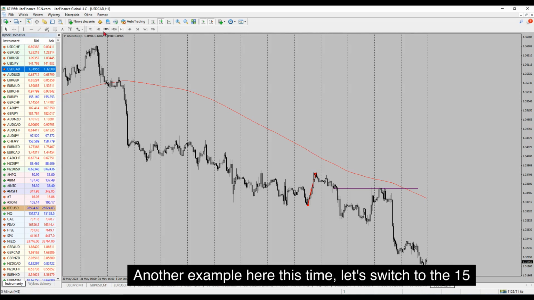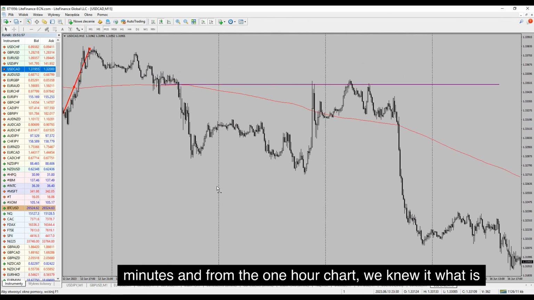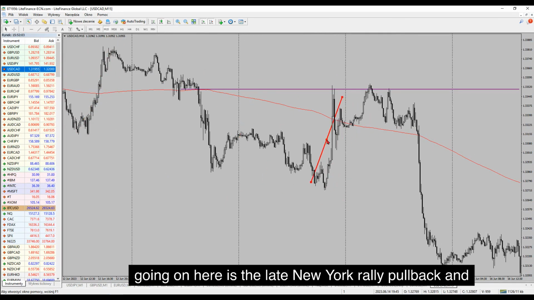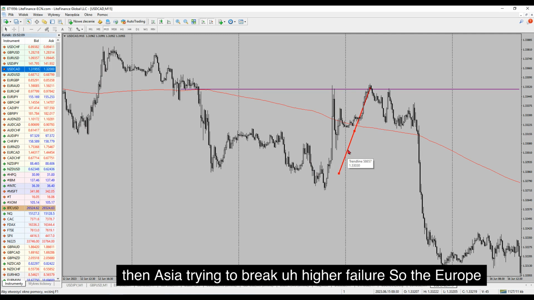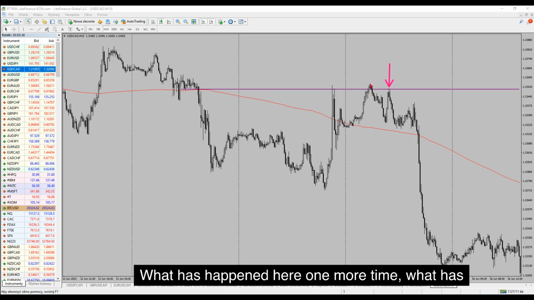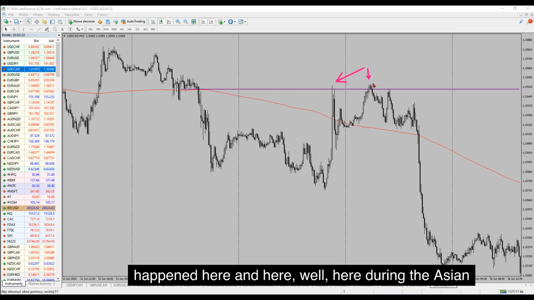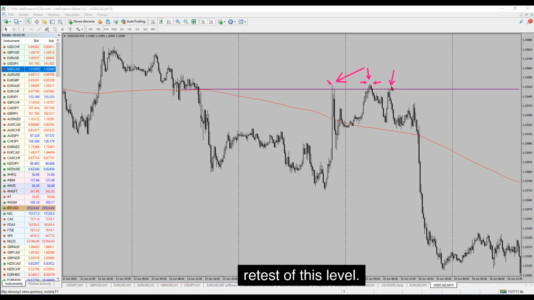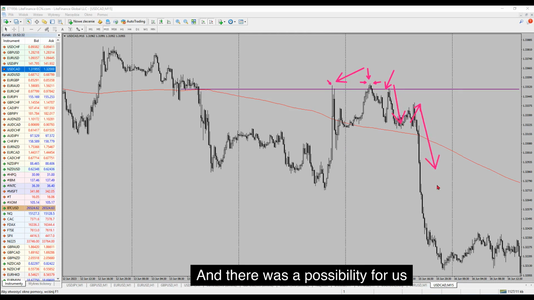Another example here. This time let's switch to the 15 minutes. And from the 1 hour chart, we knew it. What is going on? Here is the late New York rally, pullback, and then Asia trying to break higher, failure. So Europe retests that level. What has happened here? Well, during the Asian hours, we took out the late New York stops, pullback, retest of this level, and there was a possibility for us to make a little bit bigger trade.